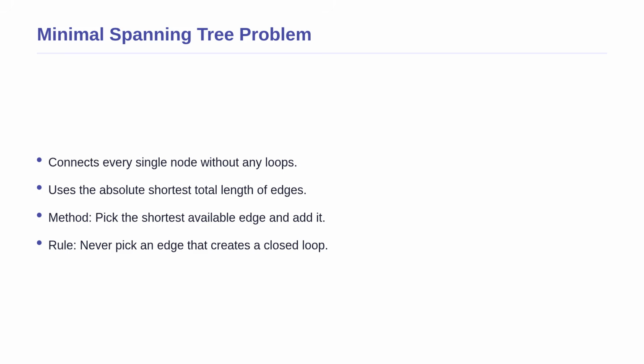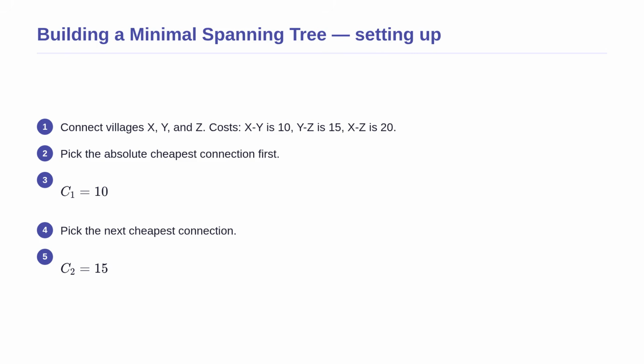A common way to solve this is to simply look at all the available edges, pick the shortest one and add it to our network. Then we pick the next shortest one and so on. The only strict rule is that we must never pick an edge that creates a closed loop, because that would be a waste of resources. Let us try an example to see this in action.